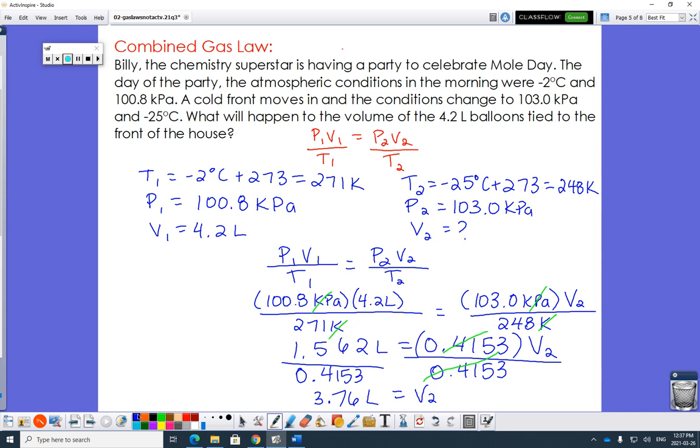So we wanted to see our volume decrease. Did it decrease? Yes, it did. If we tried to use -2 and -25, with -25 being a lower temperature, colder, it wouldn't have worked as nicely. It wouldn't have made sense.